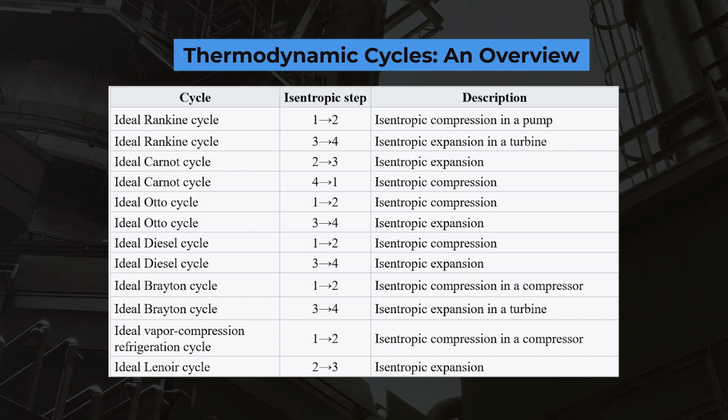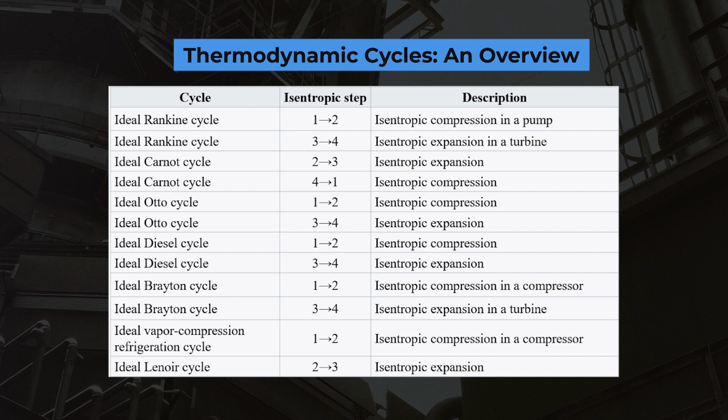Here we can see an overview of various types of cycles and their isentropic steps. I would like to show a few cycles related to these isentropic steps. Number one, the ideal Rankine cycle, where 1 to 2 is isentropic compression in a pump, and the isentropic step 3 to 4 is the expansion in the turbine. In the ideal Carnot cycle, 2 to 3 shows the isentropic expansion, whereas 4 to 1 shows the isentropic compression.